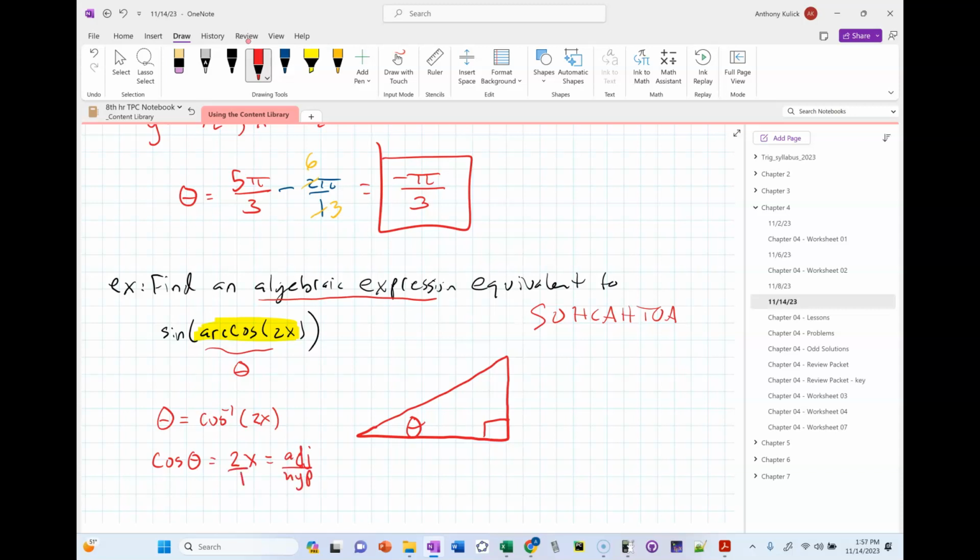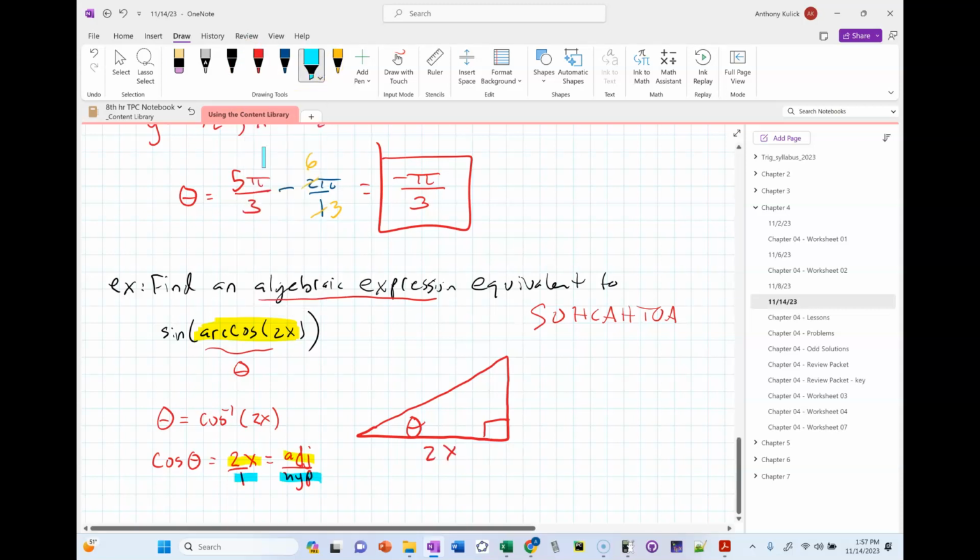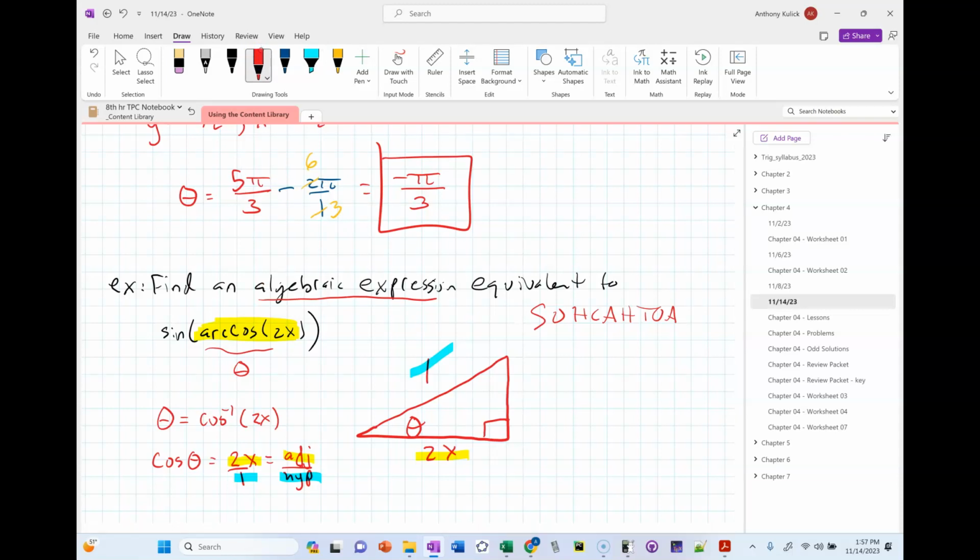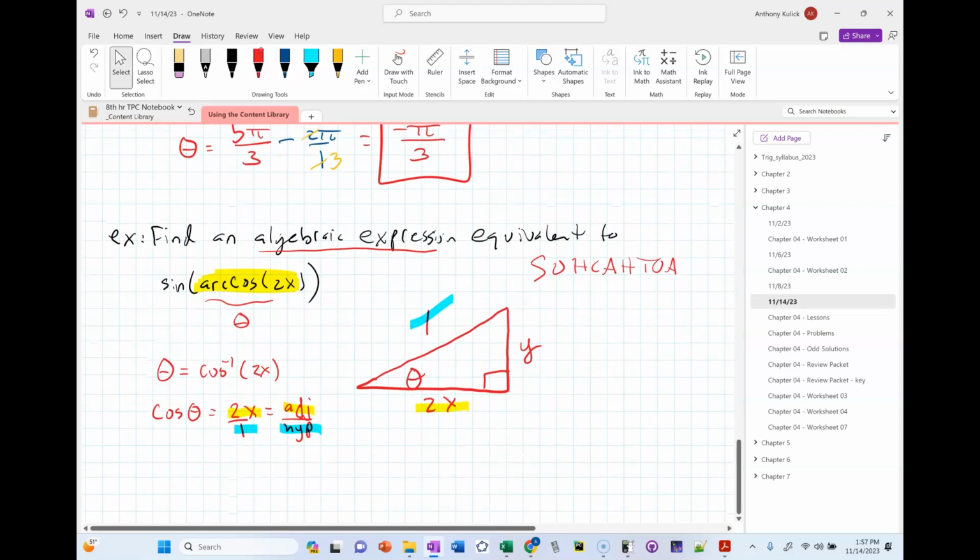So I'm going to think about 2x as 2x over 1. So what should the adjacent side be? 2x. What should the hypotenuse be? 1. How am I going to find that third side? Pythagorean theorem. For the time being, let's call that side y.